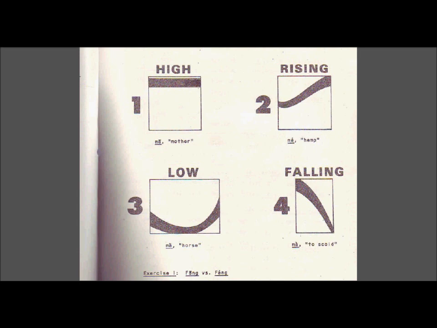Now listen again to what we said are 4 different words in Chinese. Ma, ma, ma, ma. Again. Ma, ma, ma, ma.